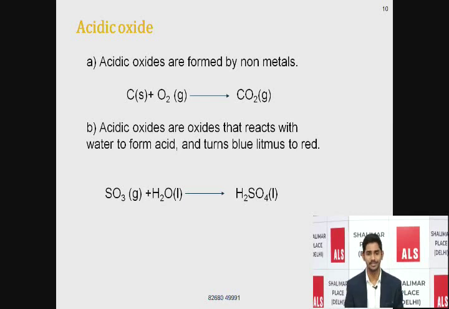So the first one is what? Acidic oxides. So please copy this one. I hope it is clear to everyone.